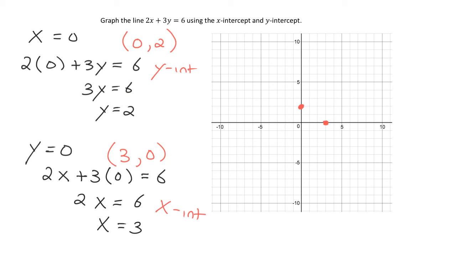Okay, so the line going through it looks something like this. Again, it's not perfect. I'm not using a ruler. I just need to have a general idea of what this graph looks like. And that is it for this example.